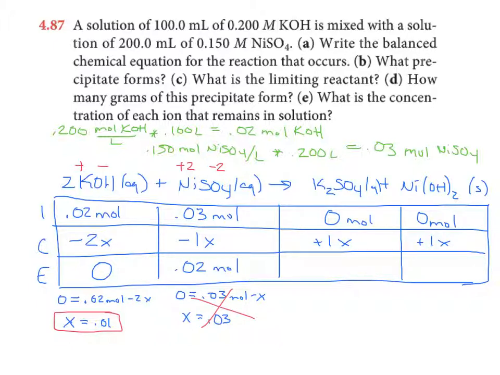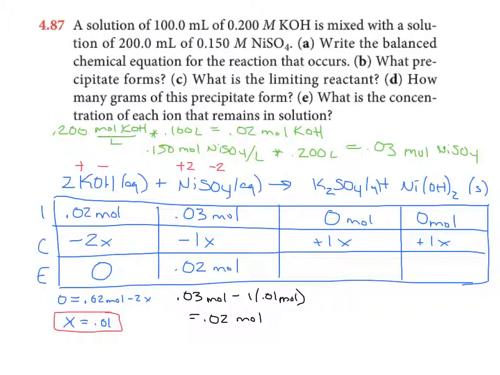Okay. So if I called KOH my limiting reactant, what would be a good name for NiSO4? It would be my excess reactant. And excess means that there has to be some of it left over at the end. If I want to think about this algebraically, I'm going to go ahead and do it down here. I can say that I started with 0.03 moles. It decreased by a factor of 1 times 0.01 moles. So 0.03 minus 0.01. That's where the 0.02 came from. I'm just literally plugging in the 0.01 moles for x. I'm trying to show you how much it decreased by.